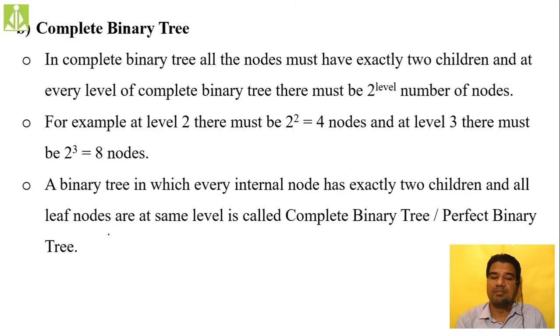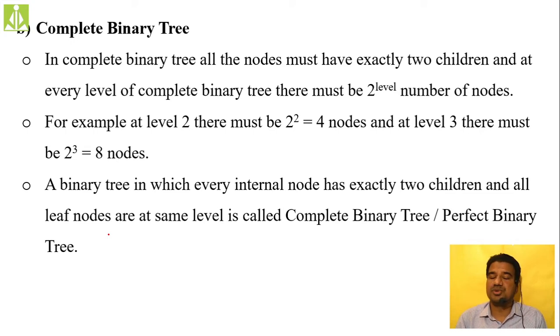Then we have the complete binary tree. A complete binary tree is one where even the levels can't be incomplete. That is, if it is level 0, it should have 2 power level nodes.